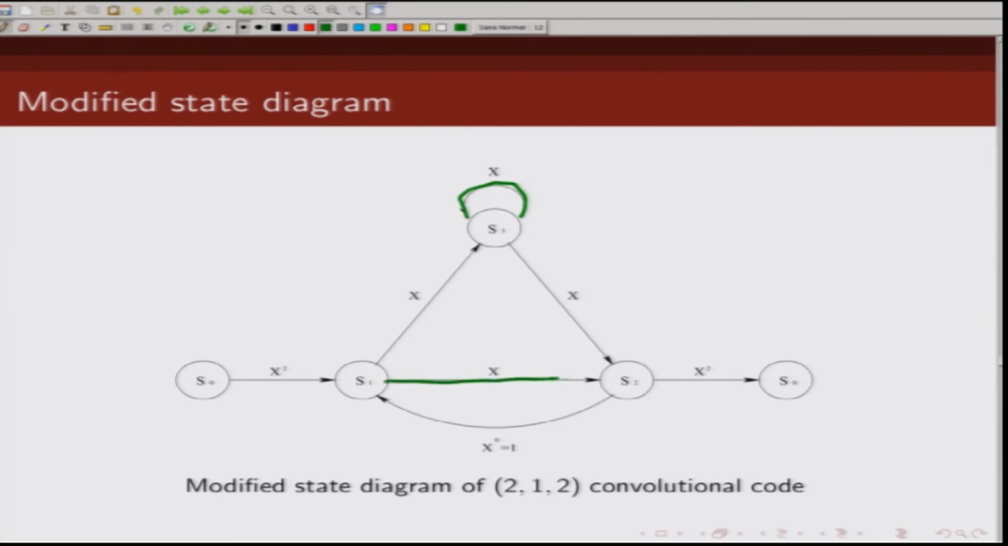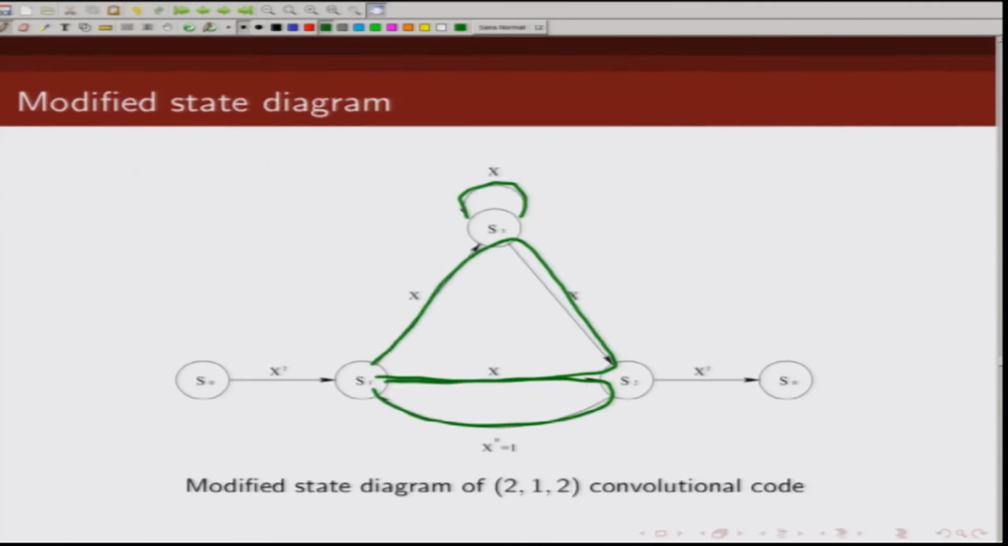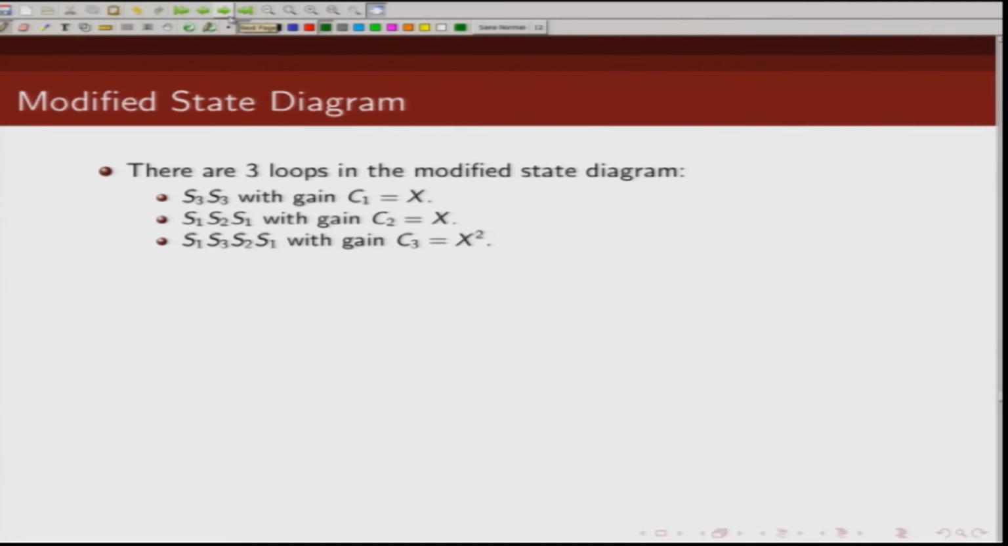There is another loop, and then there is another loop. So, there are 3 loops here, and that is what I am denoting by S3 whose gain is x. Next one is S1, S2, S1, this one, and the third loop is given by this. So, these are the 3 loops, and corresponding to these 3 loops, these are the gains.